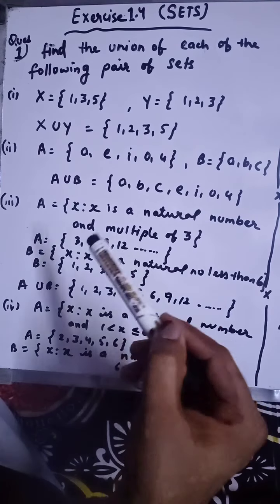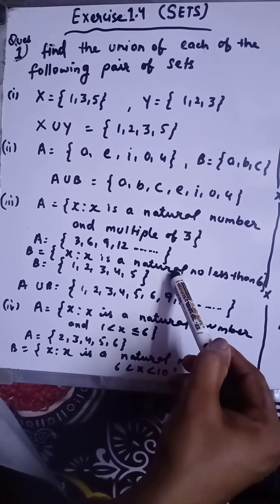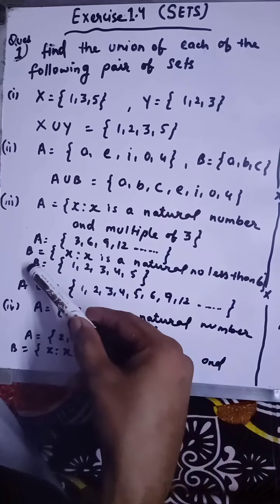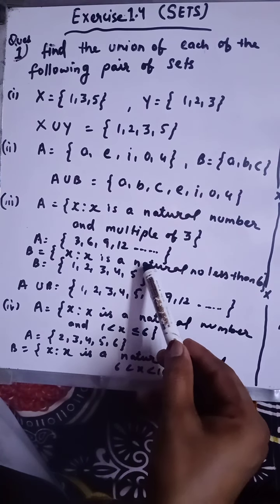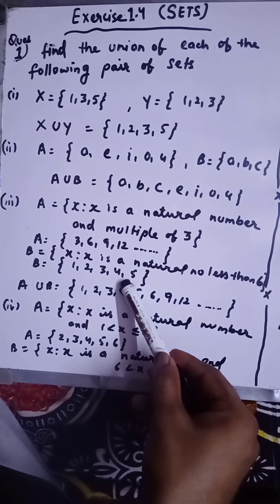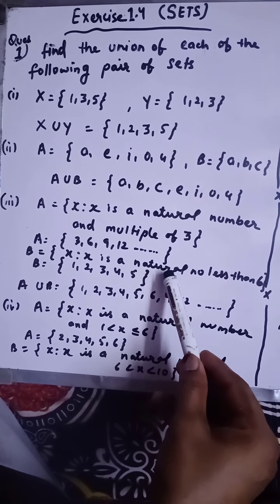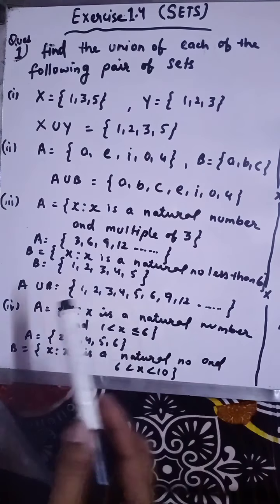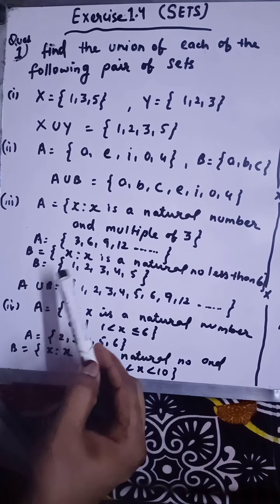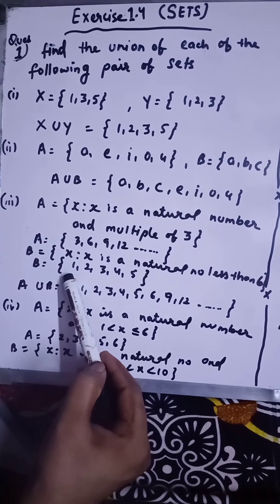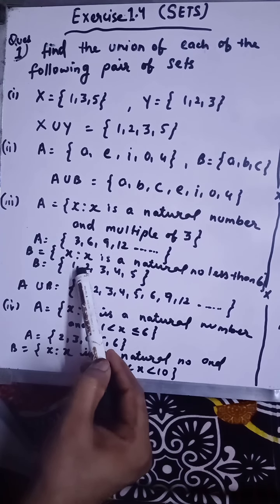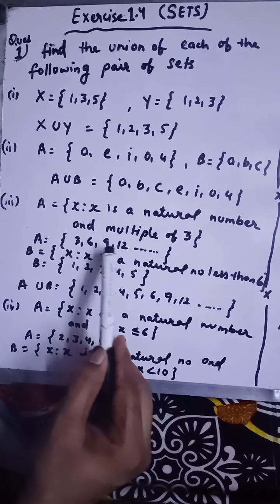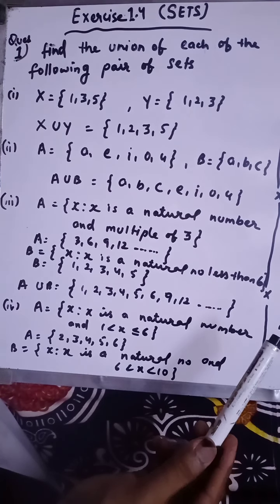So A is given this, and B is what? X is a natural number less than 6. Natural numbers less than 6 will be from 1 to 5. So your B set will be 1, 2, 3, 4, 5. I'm just converting the set builder form into roster form, nothing else. Now you have to find out A union B. This is your A, this is your B. First you have to write 1, 2, 3, 4, 5 and then 6, 9, 12 like this and dot dot dot.